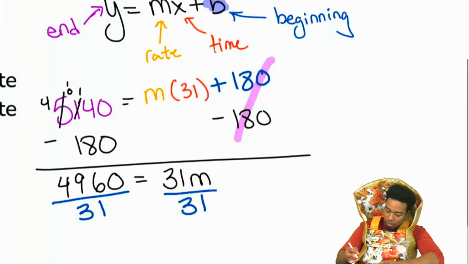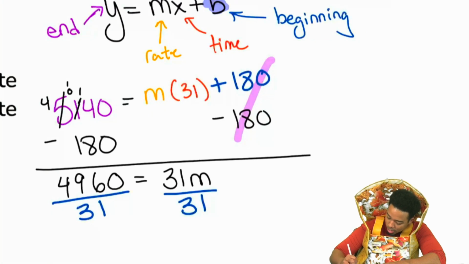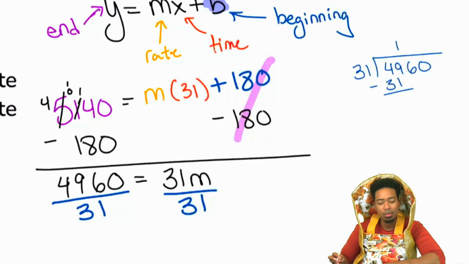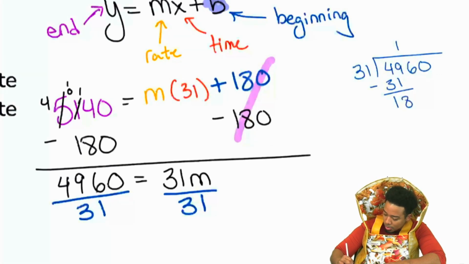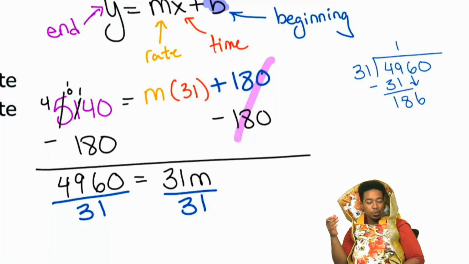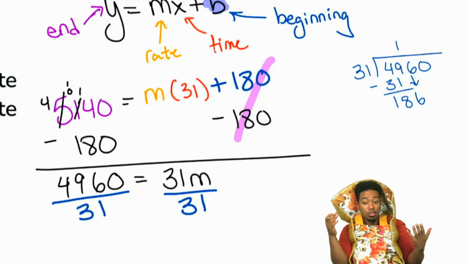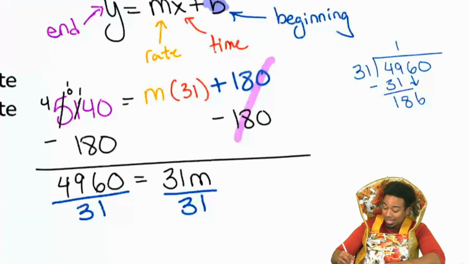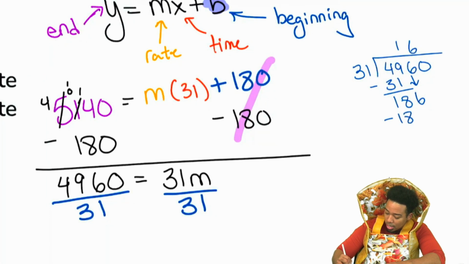So this will take a little bit of work here on the side, totally fine. So we'll go ahead and say, hey, 31 is going into 4,960. 31 goes into 49 just once. Subtract that 31, giving us a remainder of 18, excuse me. We drop that 6. Then we ask ourselves, how many times does 31 go into 186? And the convenient thing is that it's not going to be 5, it's going to be 6 perfectly, because 31 times 6 is actually 186.